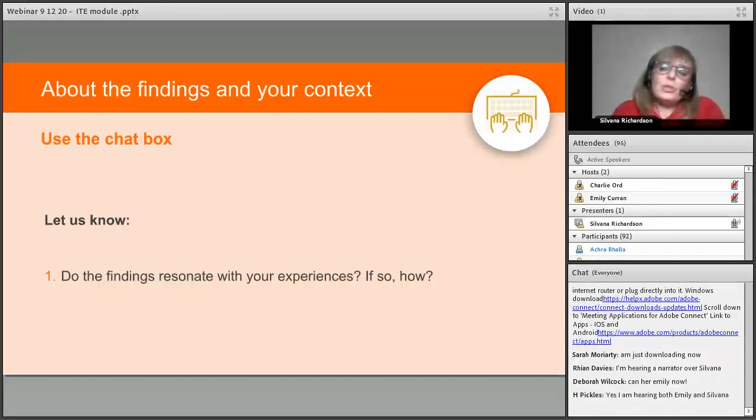So before I move on, I'll tell you more about the modules that we have designed. I wanted to know whether you feel that the findings that I've just told you about resonate with your own experiences as an ITE provider or not, and if so, how? So if I can get your opinions and views for a minute or two, that would be really interesting.